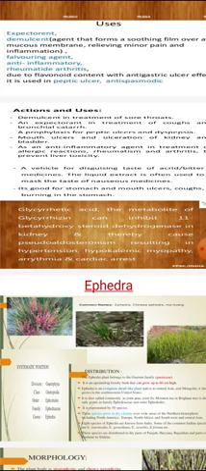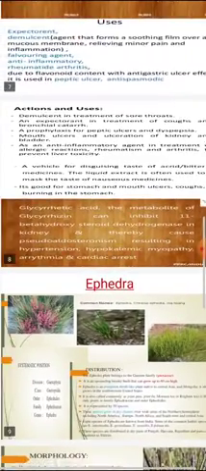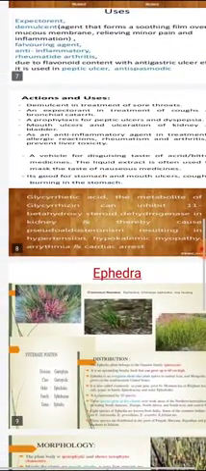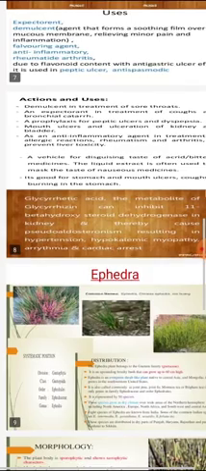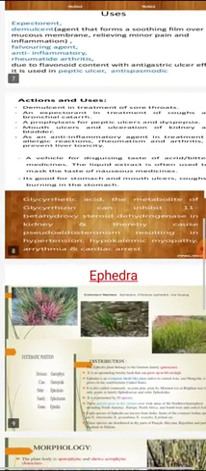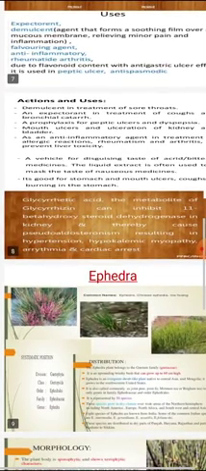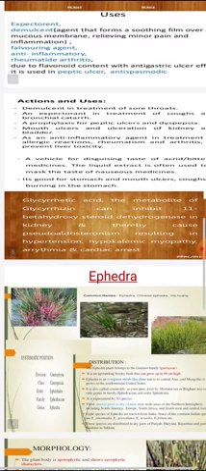Then mucous membrane, the soothing effect. Then relieving the minor pain is there. Then flavoring agents, then anti-inflammatory, and it is good for rheumatic arthritis. Rheumatic means a joint pain, right? So we have to give this character.